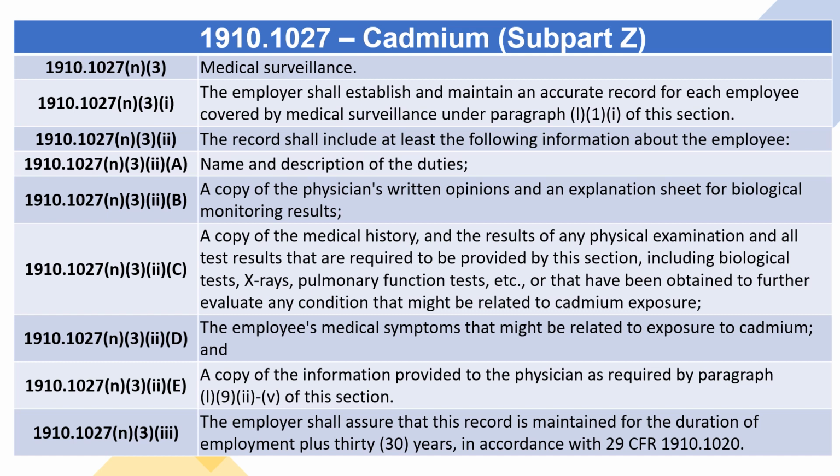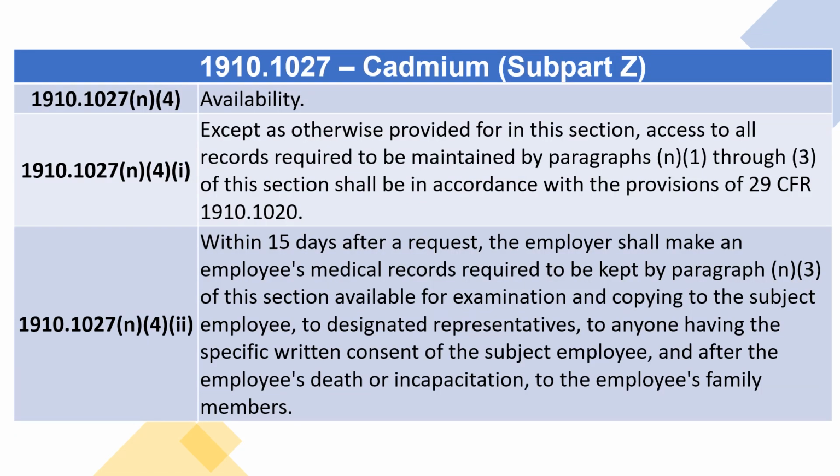1910.1027 N. 3 3. The employer shall assure that this record is maintained for the duration of employment plus 30 years, in accordance with 29 CFR 1910.1020. 1910.1027 N. 4. Availability. 1910.1027 N. 4. I. Except as otherwise provided for in this section, access to all records required to be maintained by paragraphs N. 1 through 3 of this section shall be in accordance with the provisions of 29 CFR 1910.1020.